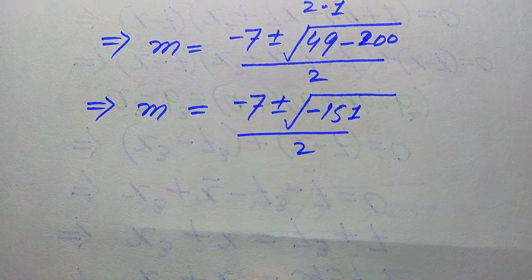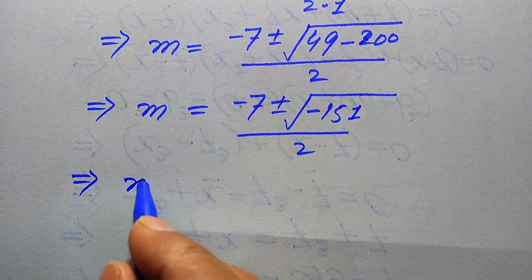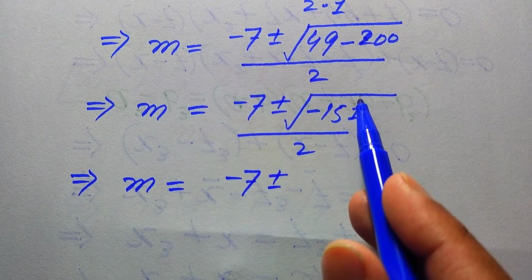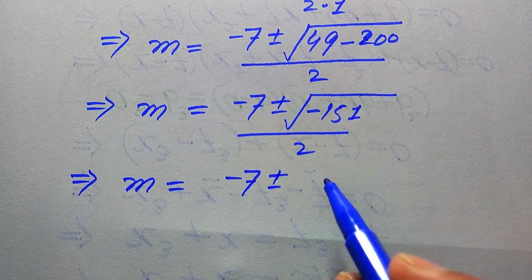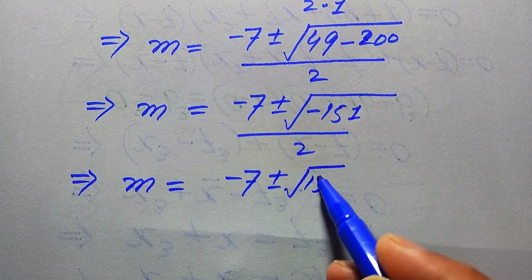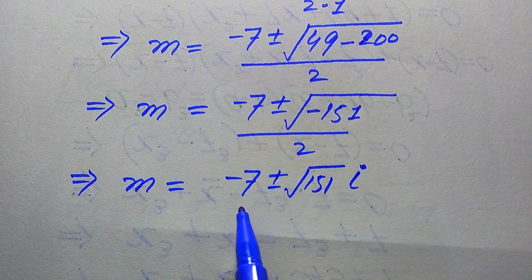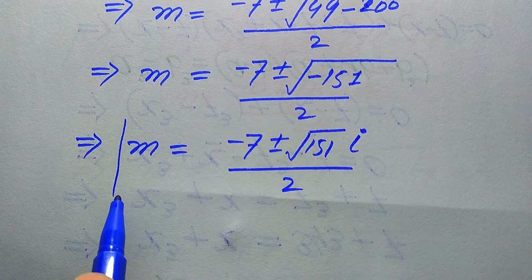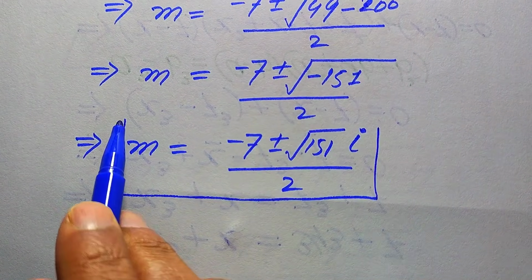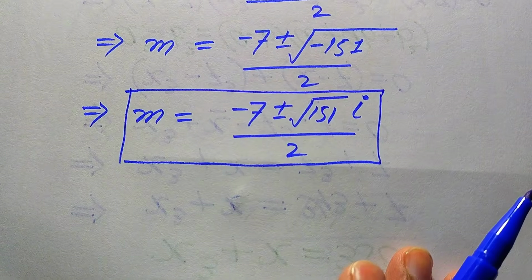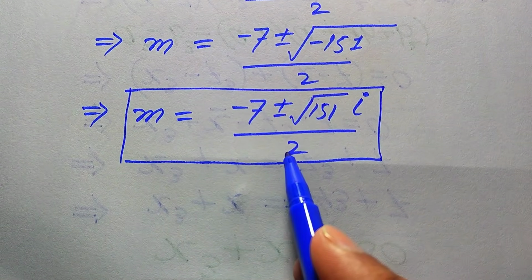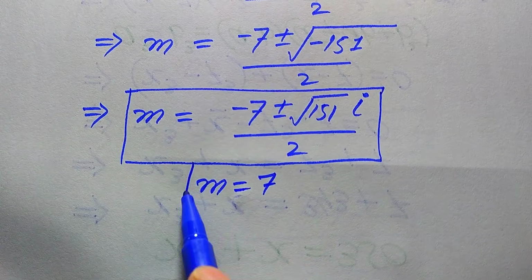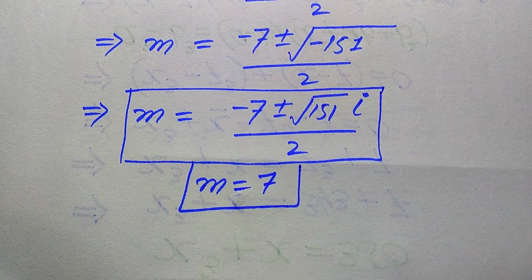Further simplifying, m equals minus 7 plus minus, and here we apply the square root on the negative term 151, so it is written as square root of 151 times iota, divided by 2. So these are the other two complex roots of the given equation. Finally, there are three roots of the given equation, in which two roots are complex, and m equals 7 is the one real root of the given equation.